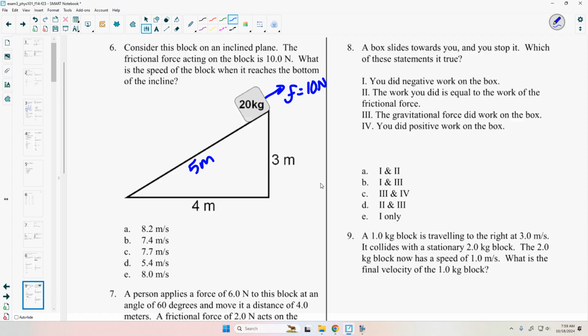So up here it has potential energy. Down here it has kinetic energy. If there were no friction, I would just set those two equal, potential equals kinetic, and then I would solve for the speed. But along the way, there's work that's done by friction that's equal to F times D, where D is the length of the incline. It's not the horizontal length, it's the length of the incline. Be careful with that, not 4, it's going to be 5.